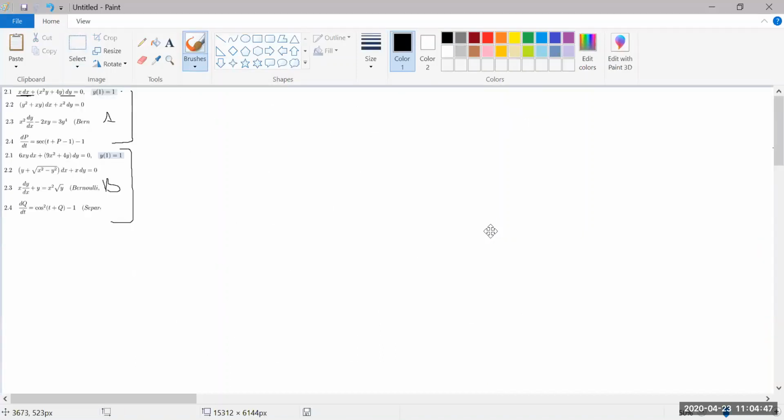Okay, so that was 2.1a, and now we can start on 2.2a. And we're told to solve it using a substitution. So we have y squared plus xy dx plus x squared dy equals 0. And we're going to use the substitution y equals ux.